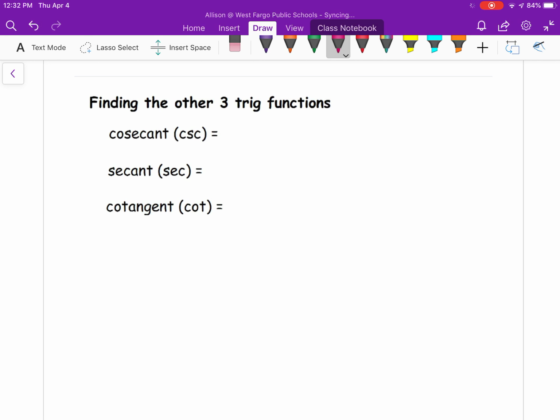So these are the 3 that might be relatively new to you. Sine, cosine, and tangent should be familiar from previous courses. But cosecant, secant, and cotangent, these are the reciprocal functions. Cosecant goes with sine. Cosecant is the same thing as 1 over the sine of theta. So it's the reciprocal of sine. Secant is the same thing as 1 over cosine theta. And cotangent is the same thing as the reciprocal of tangent, so 1 over tangent of theta.